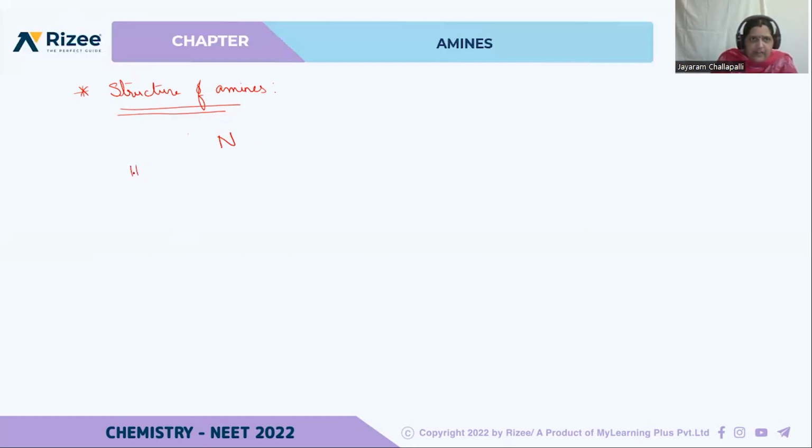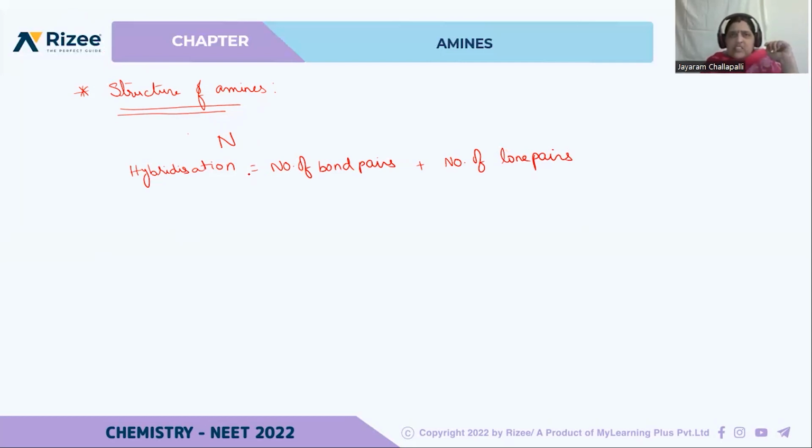For that, first find out the hybridization. How will we calculate the hybridization? Number of bond pairs plus number of lone pairs. First, let's see the hybridization of these amines. With that hybridization, we'll see the structure. What is hybridization? How can we calculate it? Number of bond pairs plus number of lone pairs.